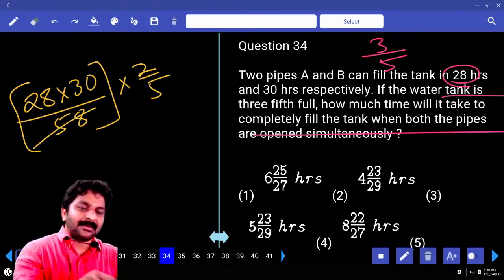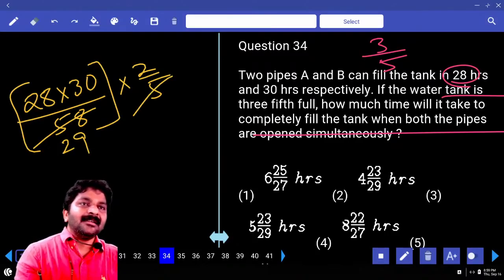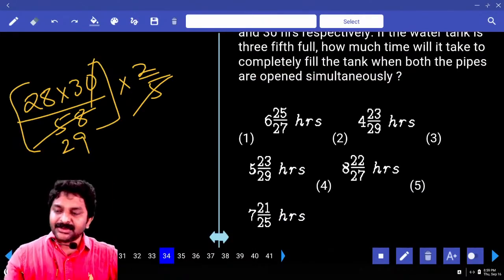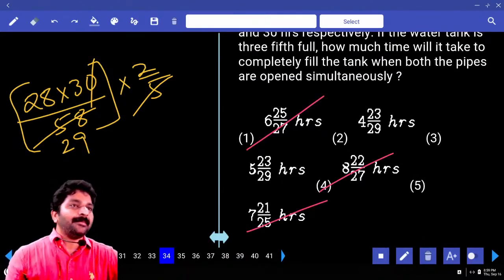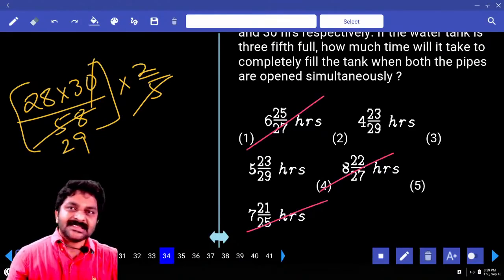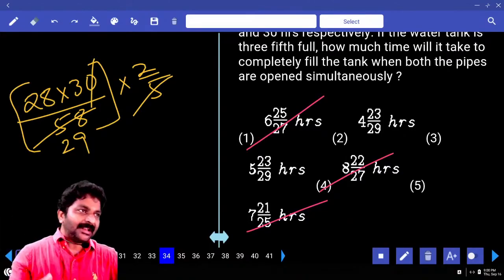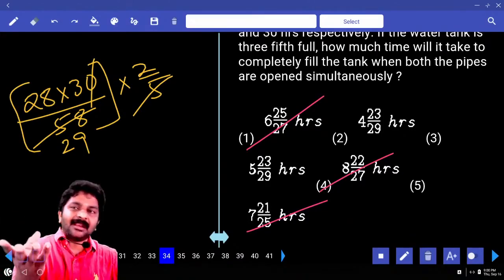I'll take 2 from this number. You'll have 29 here. 2 into 5, 10, and the 0 gets cancelled. We have 29 in the denominator, so in your answer also you should have 29. So the 1st, 4th, and 5th options cannot be your answer. Is this clear? Your denominator must be either 29 or a factor of 29. Because 29 is a prime number, you should have either 1 or 29.